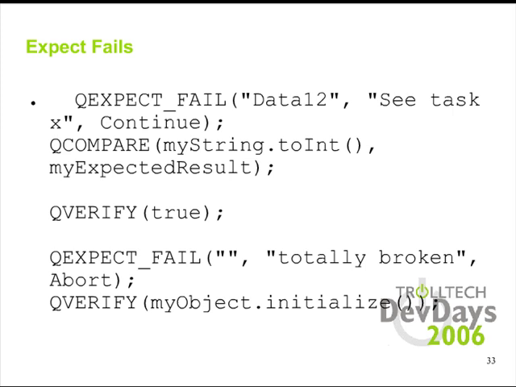We continue. This verify here is completely independent. So it doesn't matter that we expected a fail for this one, because the expect fail is only for the next one. So this one is not affected. Then we expect fail for every test data, say totally broken in the test result, and abort. And here I have a verify my object initialized. If my object cannot be initialized, no point continuing testing, I abort. But still the test log won't record a failure, but an expected failure.